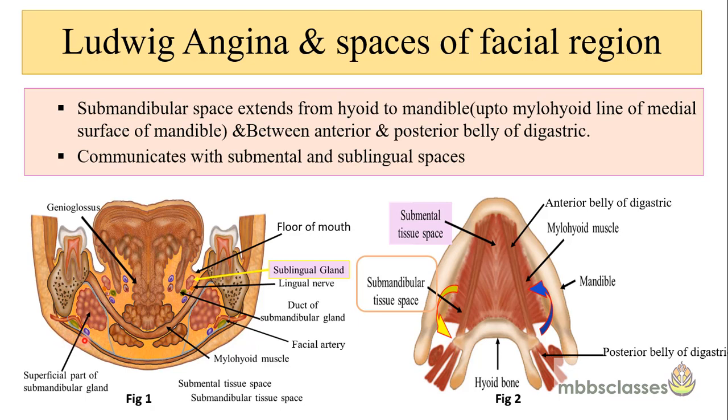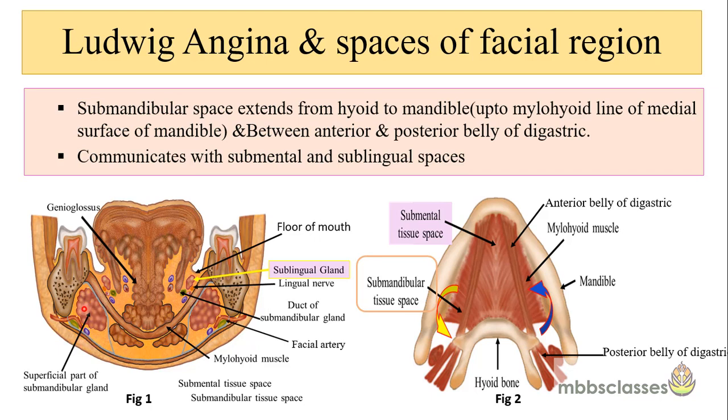Now you can see here in Ludwig's angina, infection of the lower molars is the hallmark cause. This is the second and the third mandibular molars. The roots of these second and third mandibular molars are situated below the mylohyoid line of the mandible. So if there is any infection of these mandibular second and third molars, definitely it is going to give rise to infection of the submandibular space.